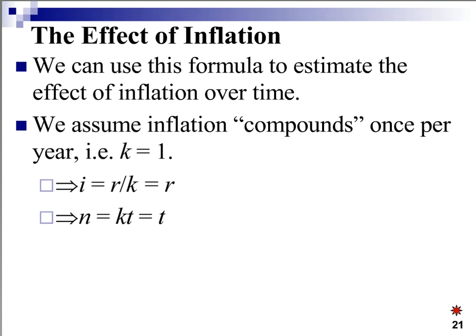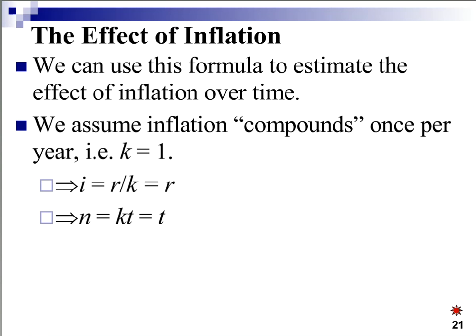We can also use the future value formula to look at the effect that inflation has on our spending power for investments or for monetary amounts. When we do this, we're going to make a couple of important assumptions. We will assume that inflation compounds only once per year, so we'll look at an annual inflation rate. So the number of compoundings, little k, is 1.